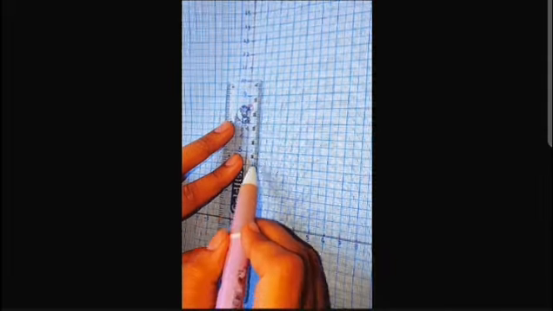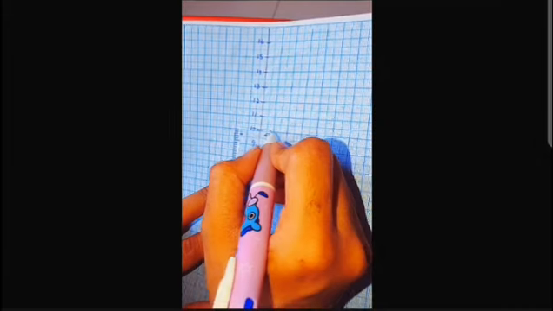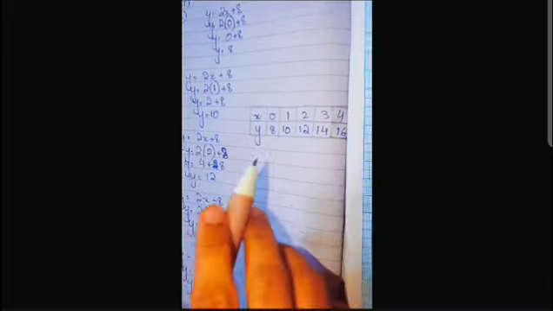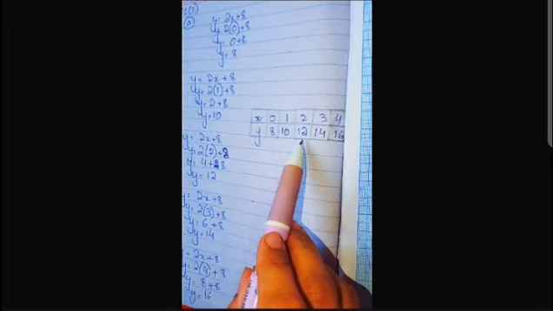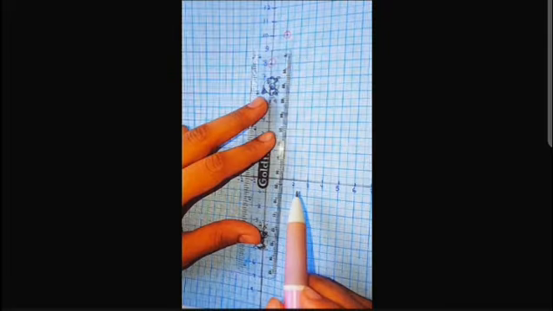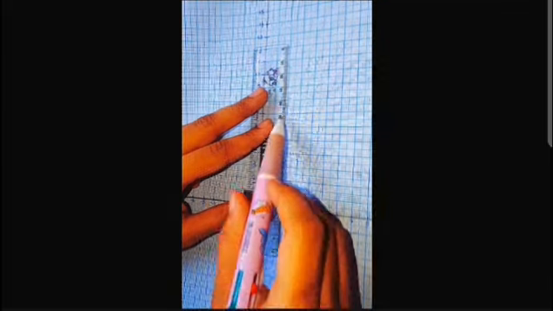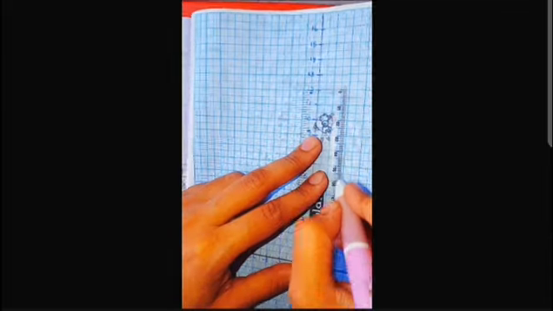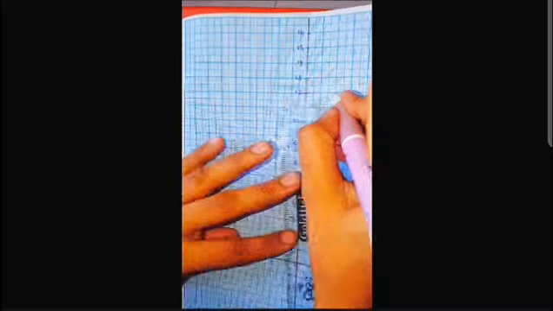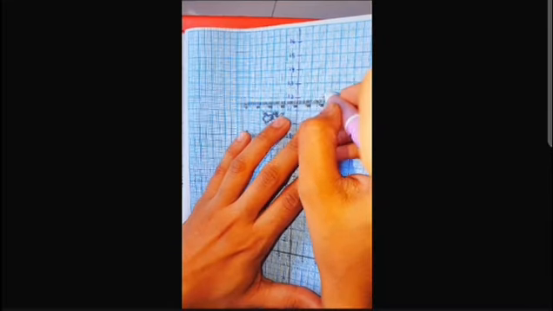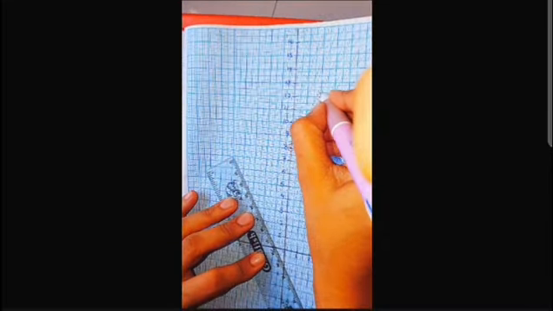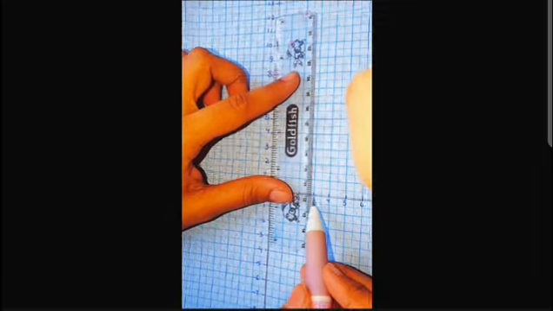When the value of x is 3, the value of y is 14. So I am taking this point. This is 3 on the x-axis and 14 on the y-axis. Mark this point. And when the value of x is 4, the value of y is 16. This is 16 on the y-axis and 4 on the x-axis. So take this point. I am joining these points to get a line.